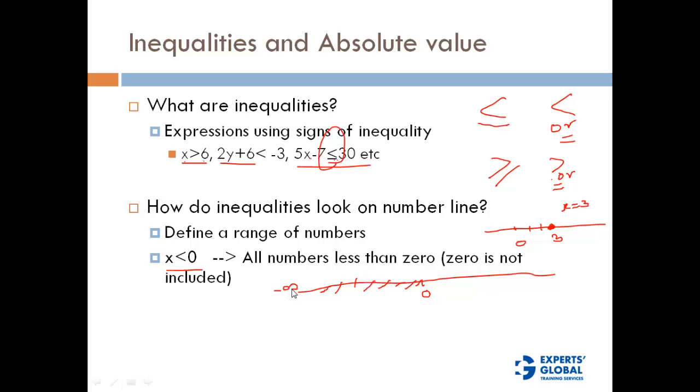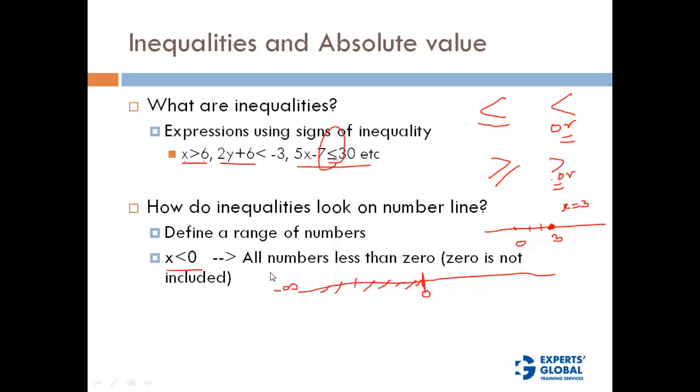X less than 0 represents all the points that are left of 0. It does not include 0. Keep this in mind. It does not include 0. If it was x less than or equal to 0, then it would have also included 0. So there is a slight difference which can be significant sometimes. So you need to always remember whether it is less than, or less than or equal to.